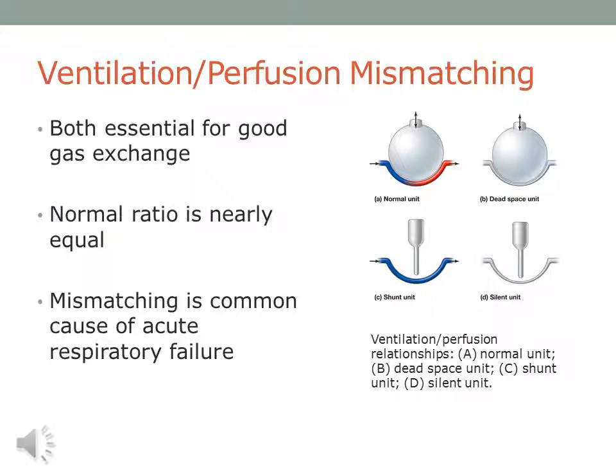So then let's look at C. How does that look different to you? This is what they call a shunt unit.